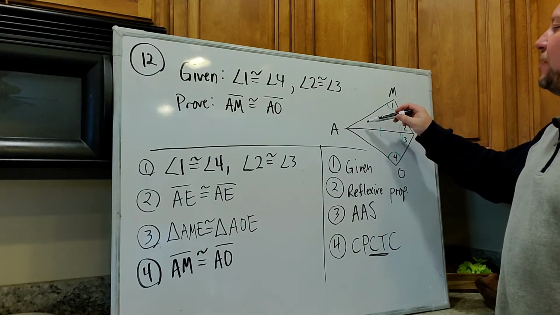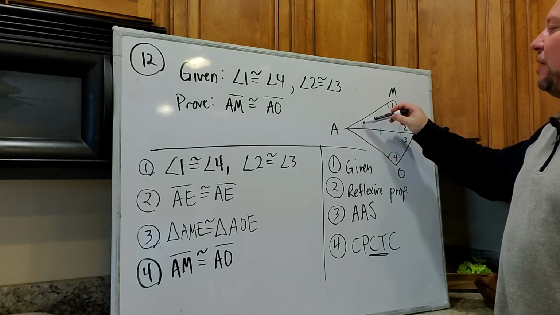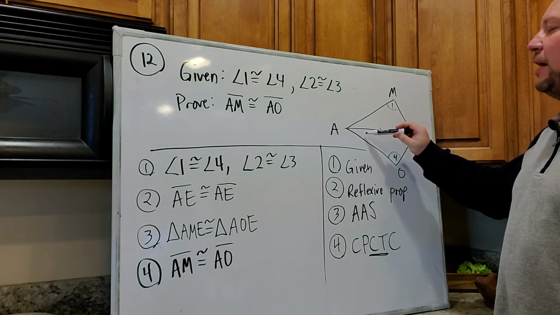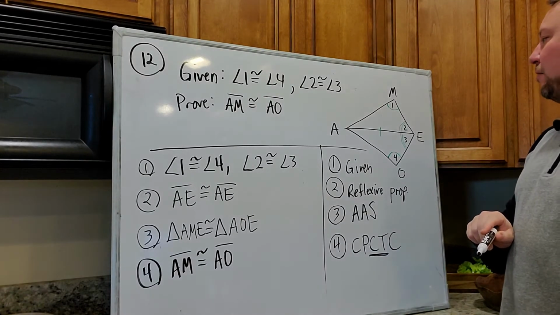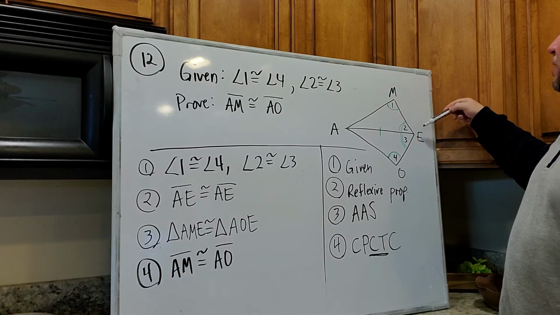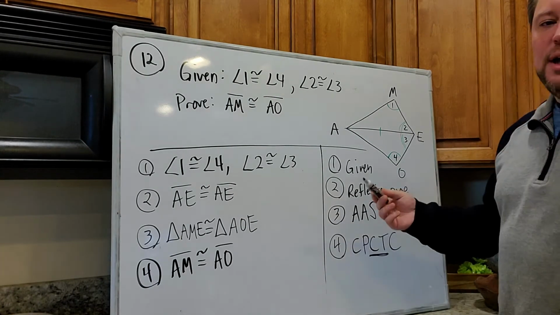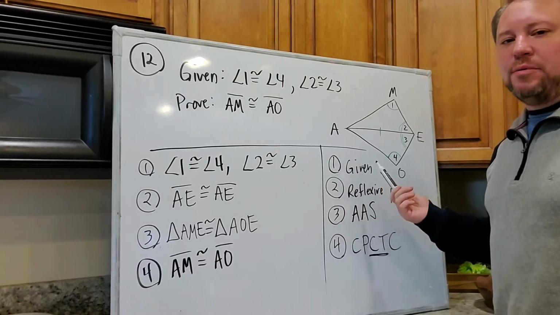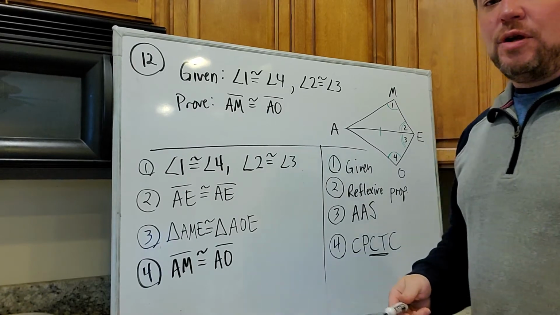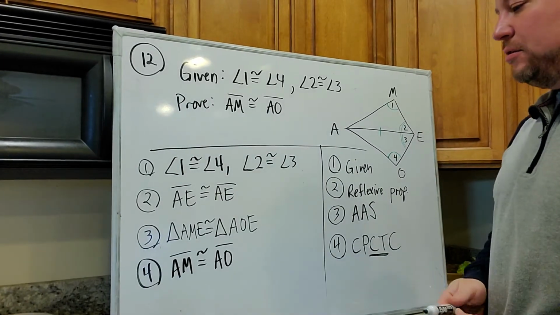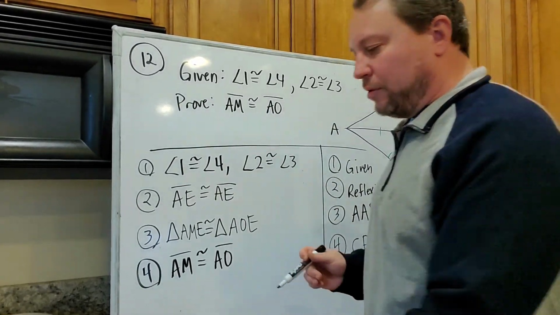Okay, that CPCTC not only works for sides, it works for angles, as long as they are corresponding ones. So we could have just as easily proved that this angle A is congruent to this other angle A down below it, using CPCTC as well. Or you could have shown that ME is congruent to OE, you know, any parts that are left that we didn't already prove using the shortcut. Okay? So that's how you do the proof on problem number 12.